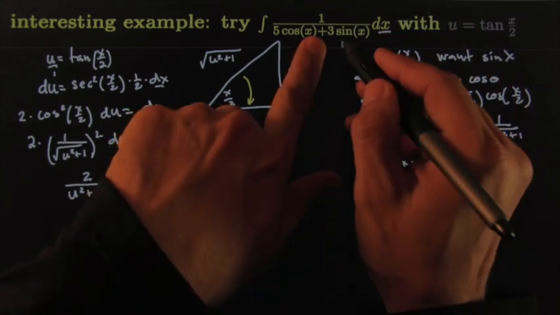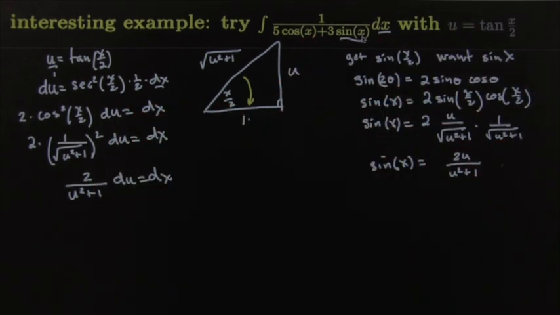That piece, that's what's going to go here in my substitution. Okay. Next, I need to figure out what I would substitute for cosine x.